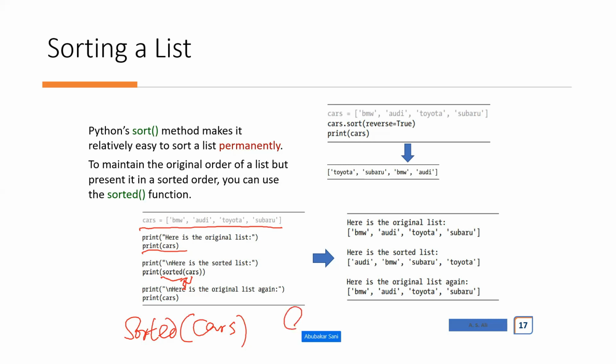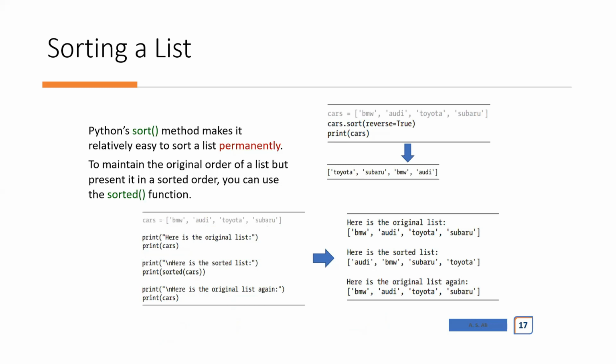Here, what do you say? You say cars.sort. Okay, so this will sort your list for you. This will sort, and I said this one is permanent. But if you say sorted cars, cars is passed as a parameter to the function. Now this will be temporary. Your original order is there. You will not have it changed.